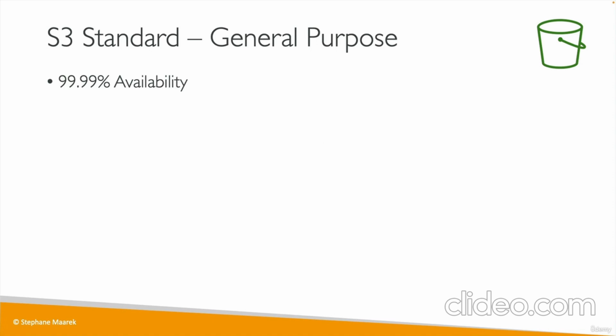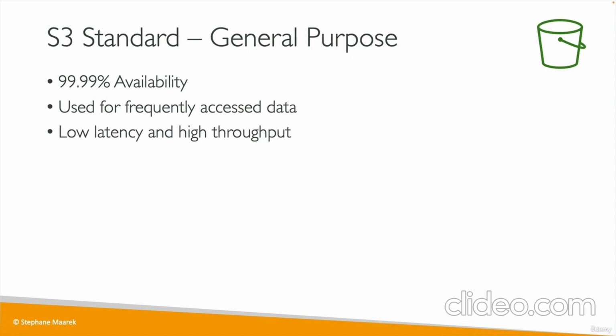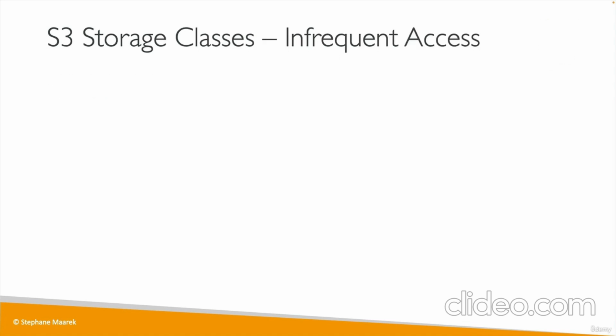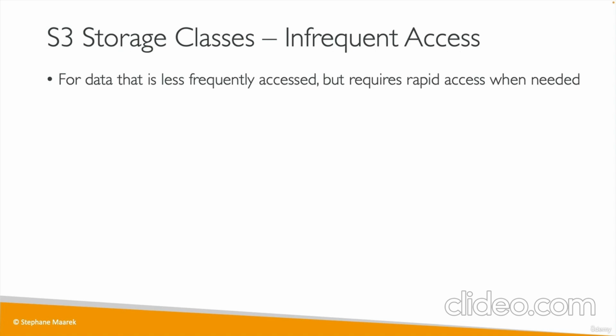Okay, so S3 Standard has 99.99% availability. It's going to be used for frequently accessed data. This is the kind of storage you use by default. And it has low latency and high throughput. It can sustain 2 concurrent facility failures on the side of AWS. And the use cases for it are going to be big data analytics, mobile and gaming applications, as well as content distribution.